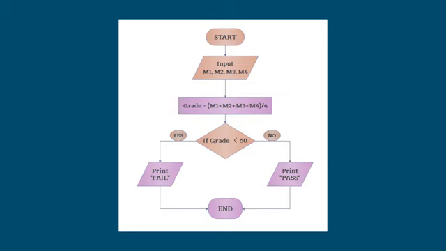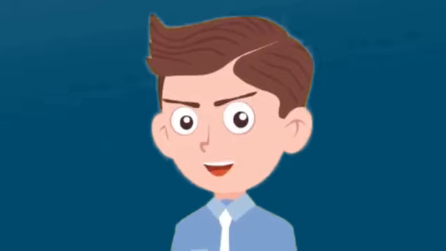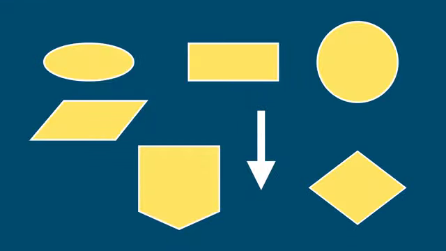We can see again the start, input, which is the M1, M2, M3, and M4, the grade M1 plus M2 plus M3 plus M4 divided by 4. Then we have the decision grade. If the student fail or the student pass, then the end. So now that we have an idea about how the flowchart looks like, let's talk about the shapes or the symbols that you've seen earlier.